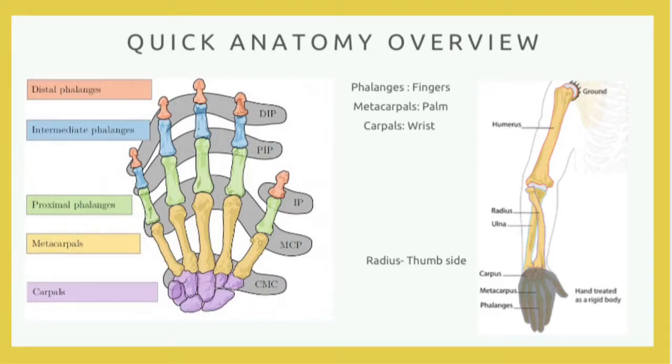I tried finding two pictures that were very self-explanatory. On the left, we have the hand. Just remember, phalanges are your fingers, metacarpals are around your palm, and carpals are your wrist. And then on the right here, it's just showing the radius and the ulna. I always remember radius is the thumb side. So no matter if your hand is supinated or pronated, it's always going to be on which side the thumb is.